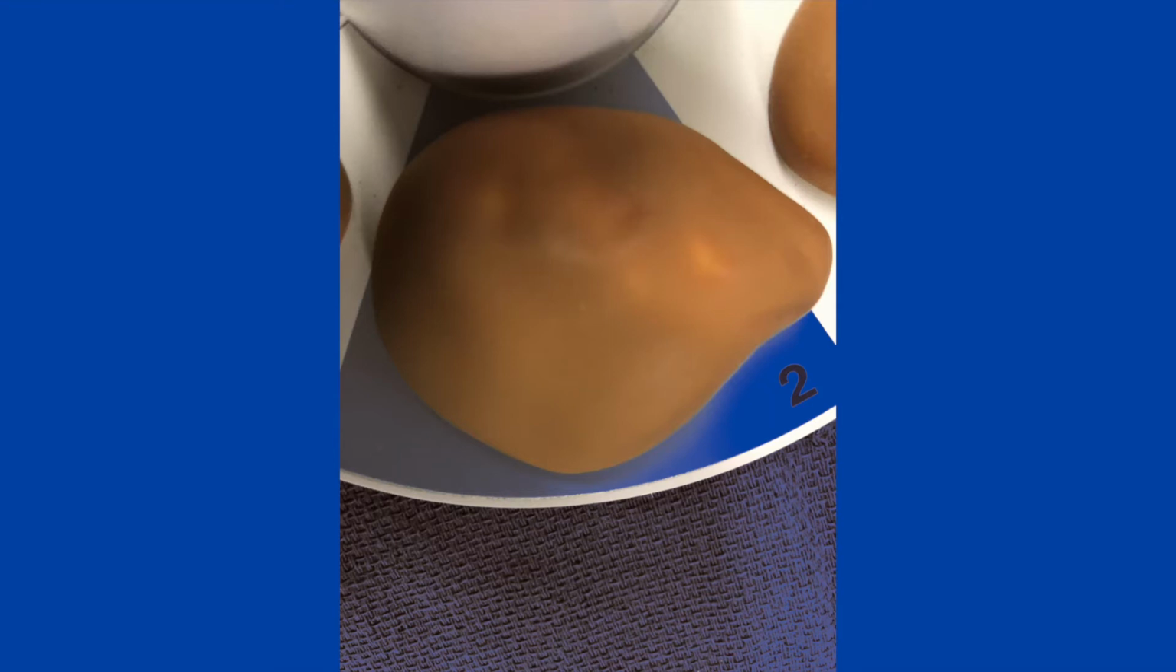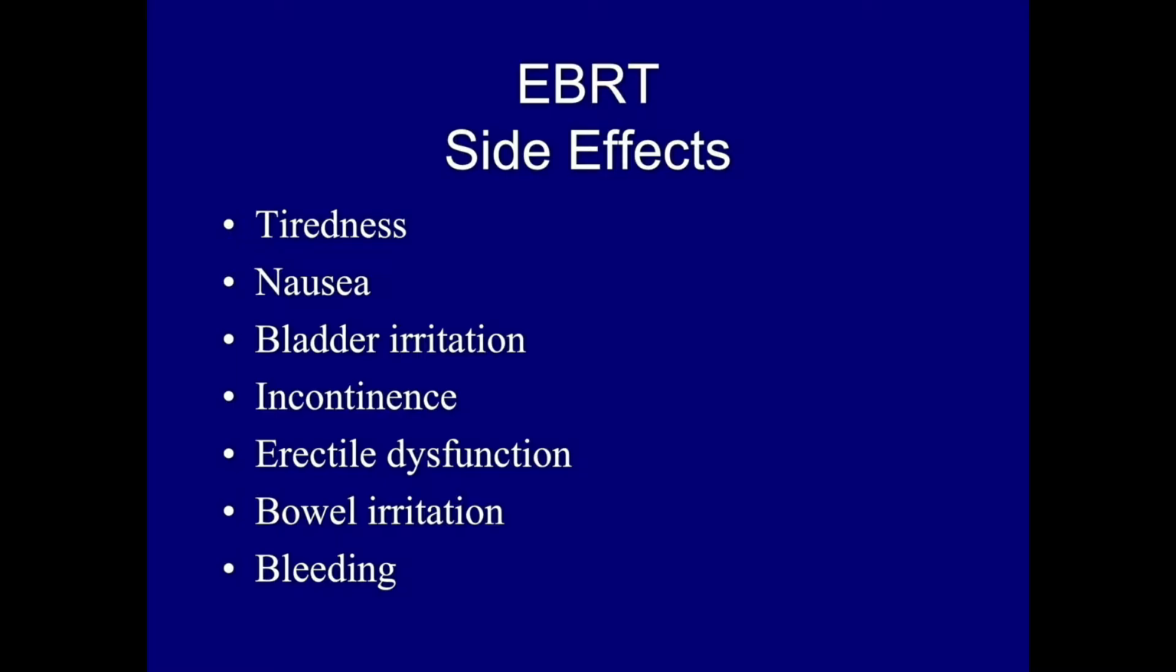This is a T3-T4 lesion which has lateral pelvic wall extension and is more suitable for radiation treatment. The plan shows whole prostatic gland involvement with extension to the seminal vesicle. Under the circumstances, radiation therapy is more appropriate than surgery. Side effects of EBRT include tiredness, nausea, bladder irritation, incontinence, erectile dysfunction, bowel irritation, and bleeding.